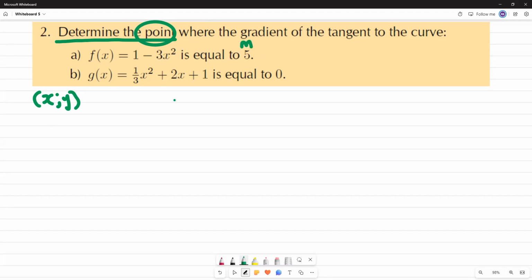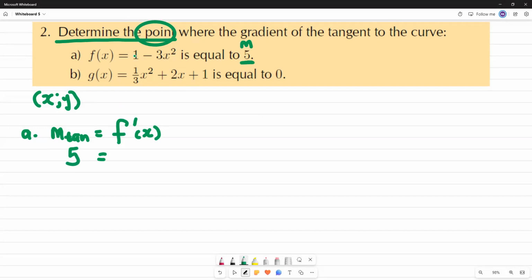So we can easily answer the first question. Remember, we said the gradient of the tangent, which is m tan, is basically the derivative of a function. In this case, it will be the derivative of f. They gave us the m of the tangent to be 5. So for the m of the tangent, we put 5. We can get the derivative of this from there.